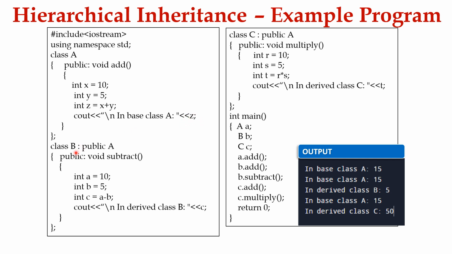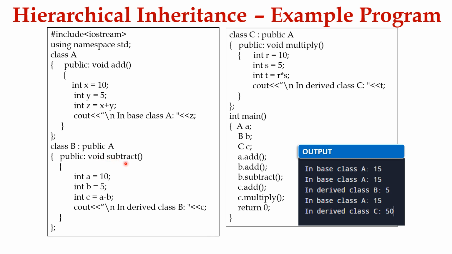Next, we have defined the class definition for class B, that is class B colon public A. So here class B inherits the properties of class A. So class B can access the variables and member functions which are available in class A in addition to its own variables and member functions.